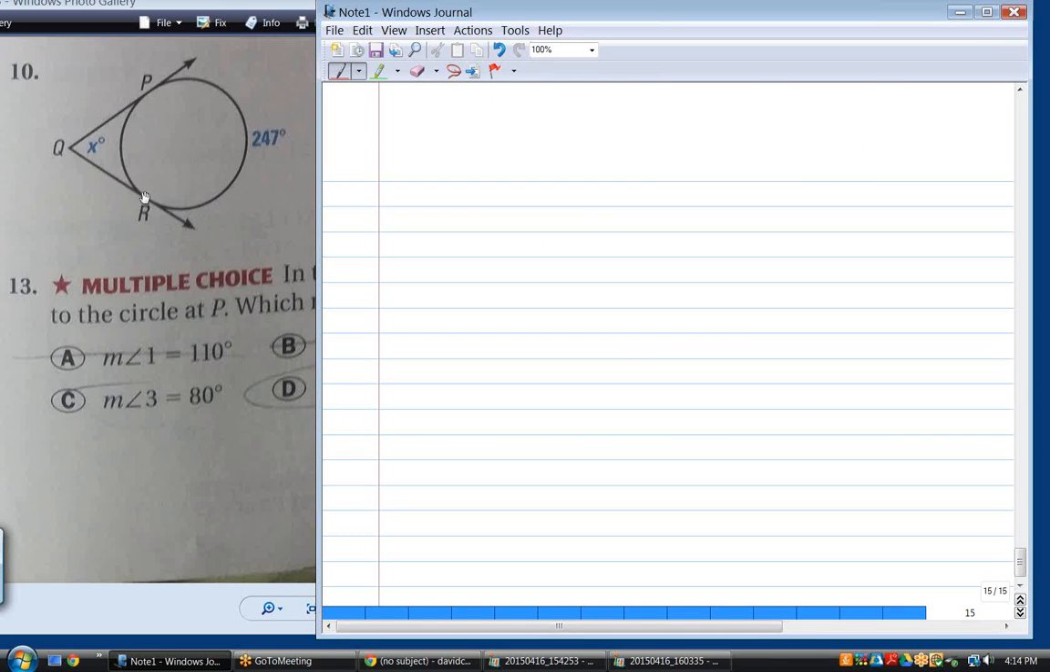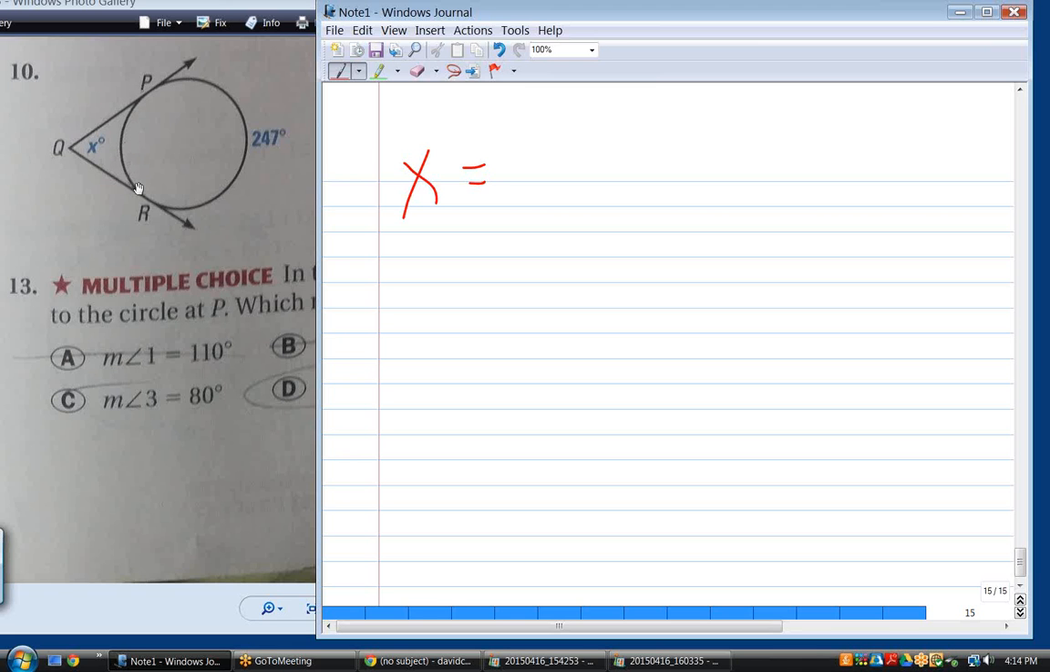So, how am I going to do 10? What is x going to be equal to? Let me get my worksheet. x is the difference of the two arcs that get created. We get one arc that's 247 degrees. We get another arc going this way. How big is that arc there?